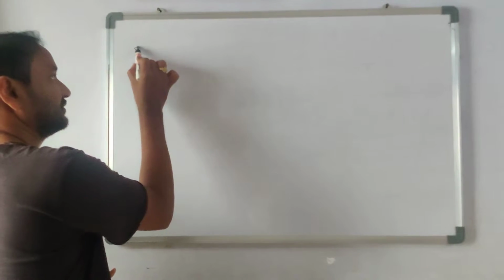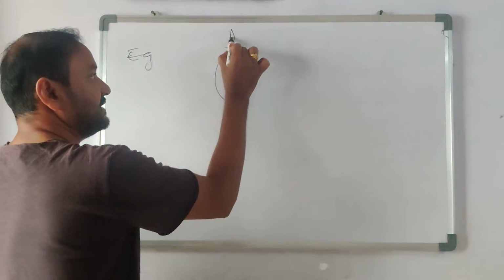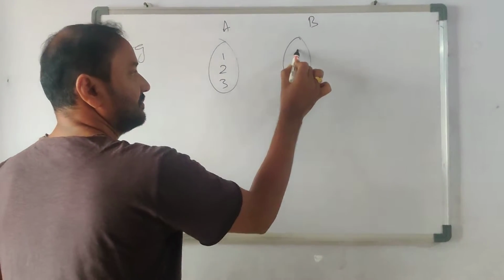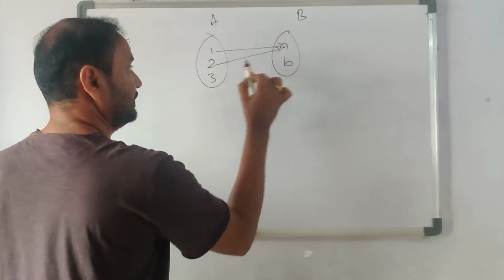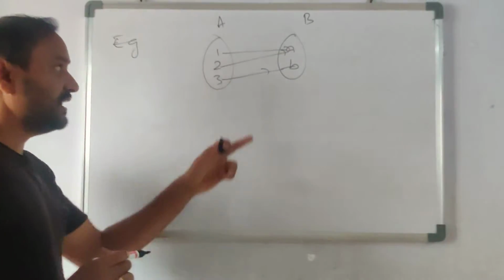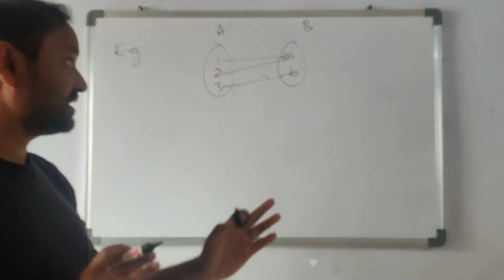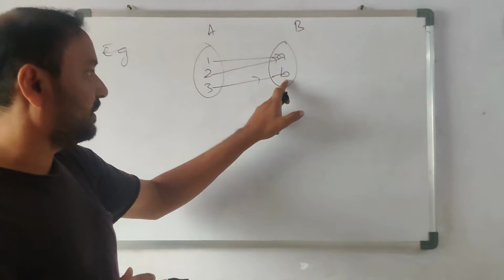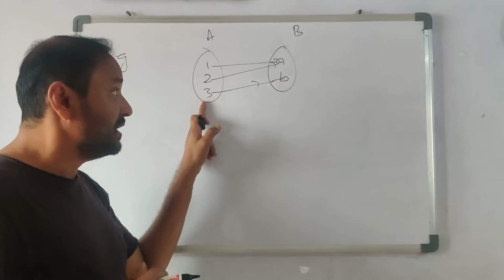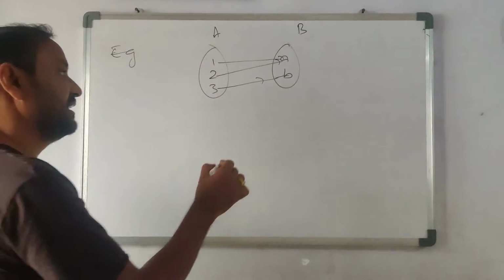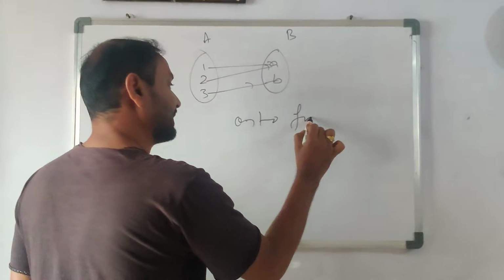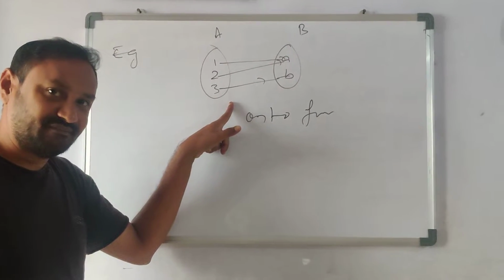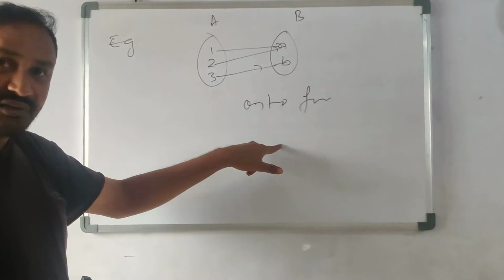For example, here I am taking this is A, this is B. Take 1, 2, 3, some A, B. Here in B, you have to observe for the onto function, codomain only. For every element of B, there is at least one pre-image in A. So that's why it is clearly onto function. Suppose if it is not onto, it is called into function. There are two different types. If it is not onto, it is called into function.